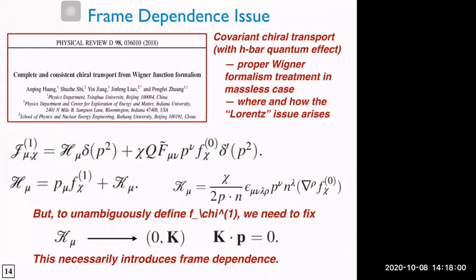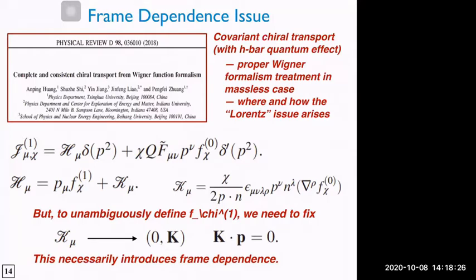Now, when you try to decompose that first order correction, you would have a piece that is parallel to momentum P mu. So if you want to separate that piece, the piece that is parallel to P mu, this is where it becomes frame dependent, okay? And you may wonder why people want to do that, why you need to decompose this H mu here.